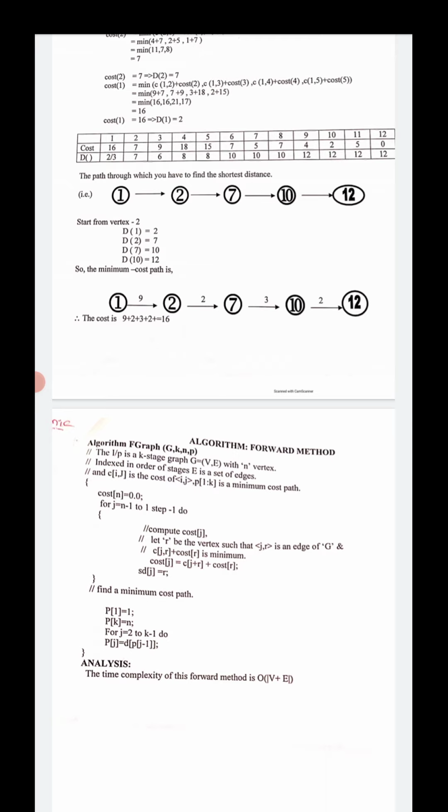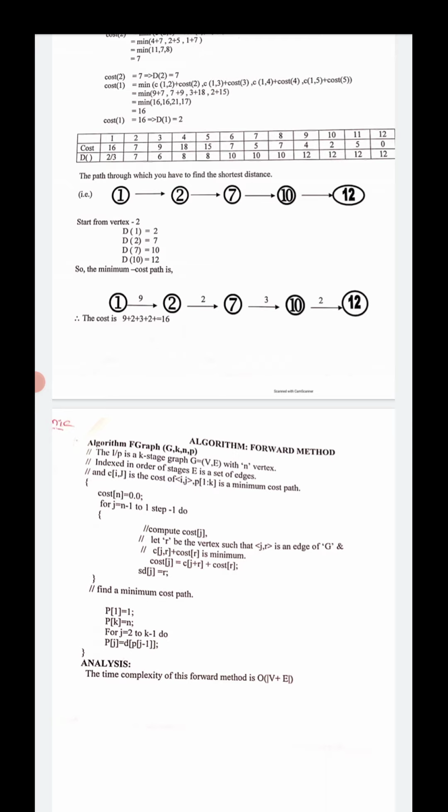Okay, the time complexity of this forward method is order of mod V plus E, vertices plus edges. Order of vertices plus edges. The time complexity of this forward method is big O of mod V plus E. Okay, and coming to the algorithm of the forward method graph.